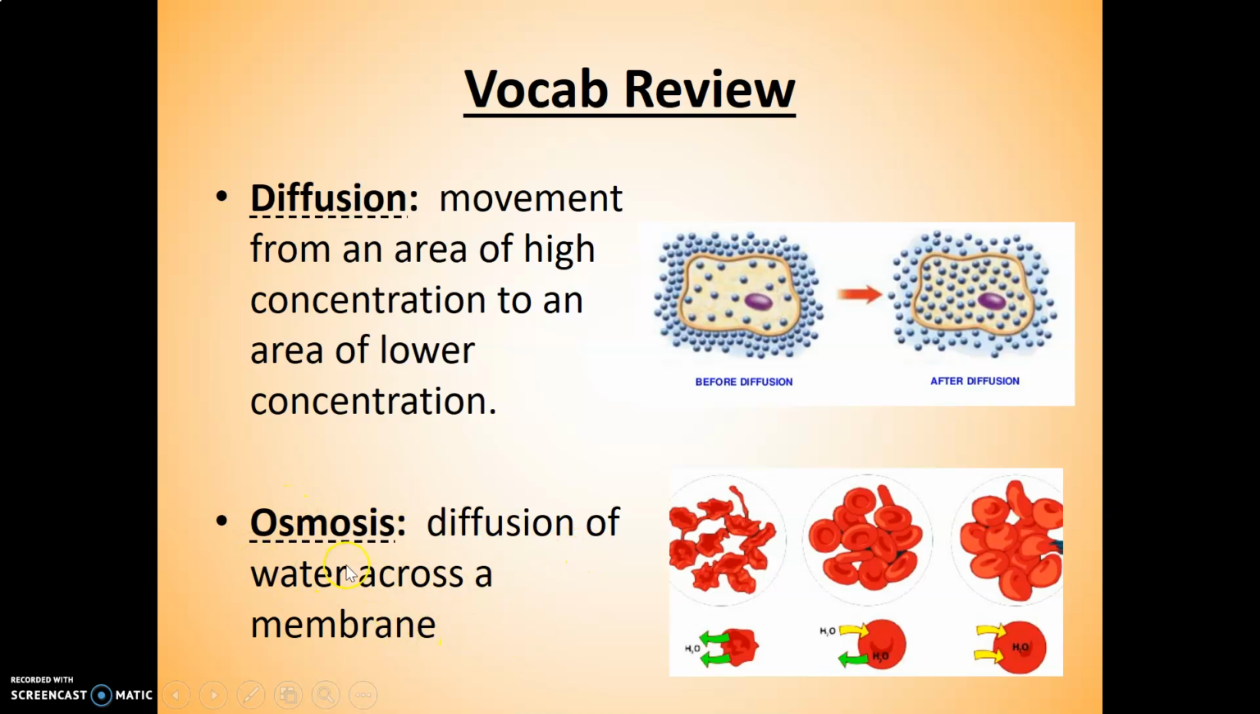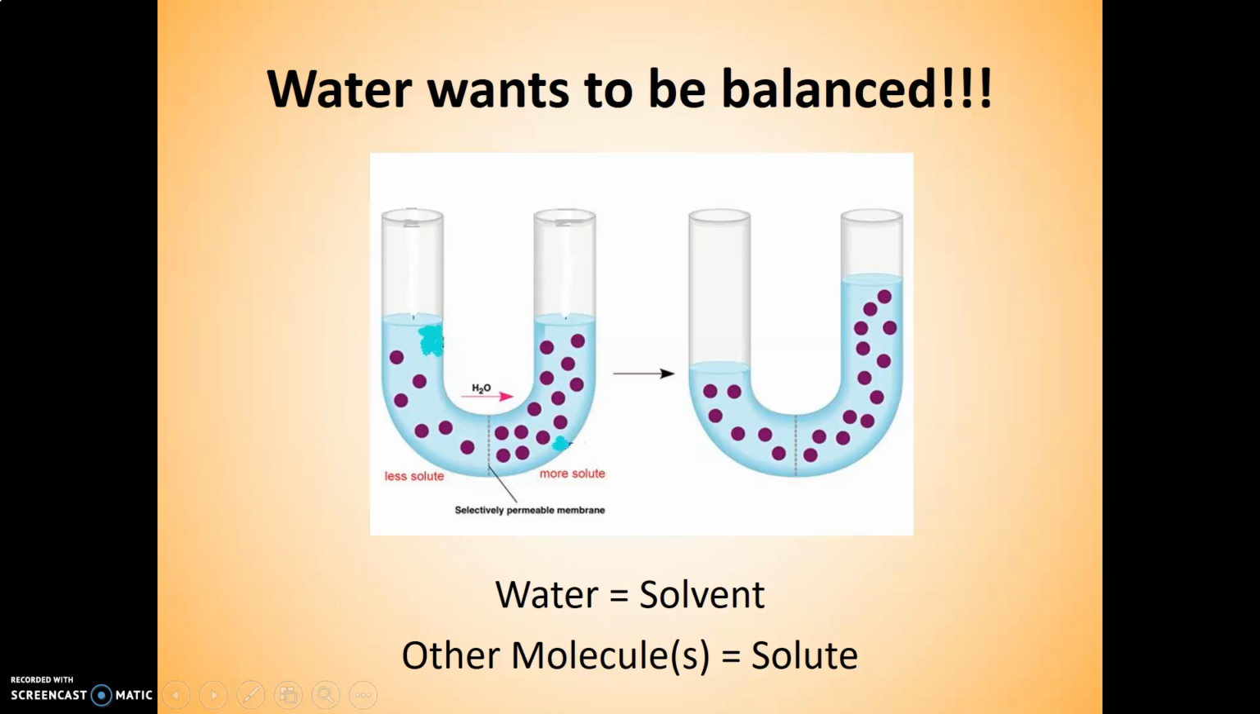So again, osmosis is just dealing with water across a membrane, and we're going to look at how that affects a cell. So water wants to be balanced. A couple things that we need to look at is that water is a solvent, and any other molecules that we put into the water are solutes. So here you have more water and less solute, less particles dissolved in the water. Here you have more solute and less water.